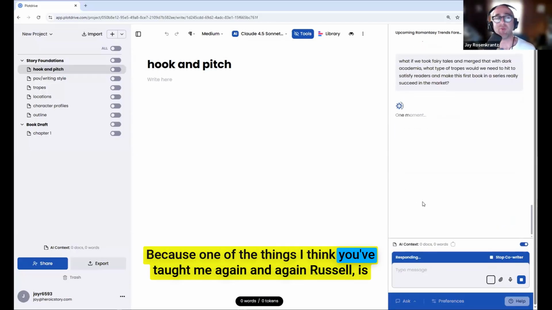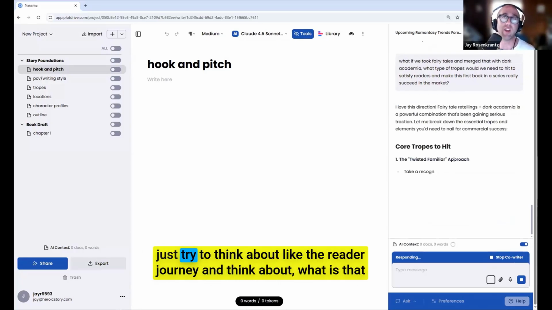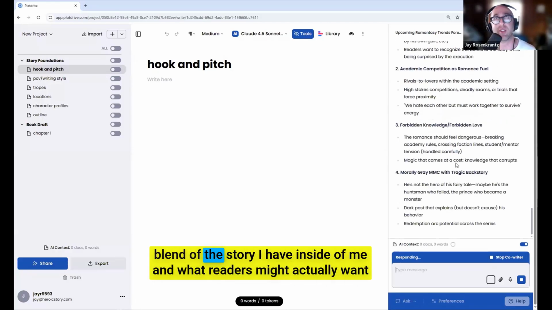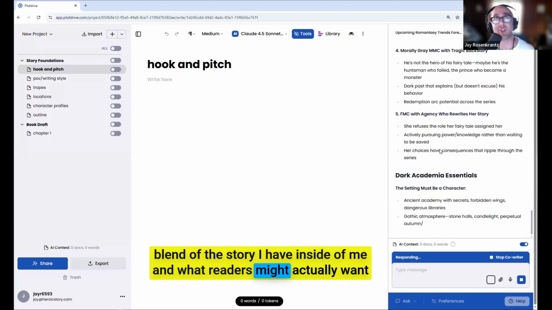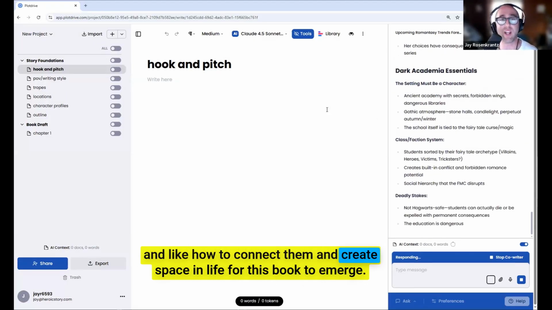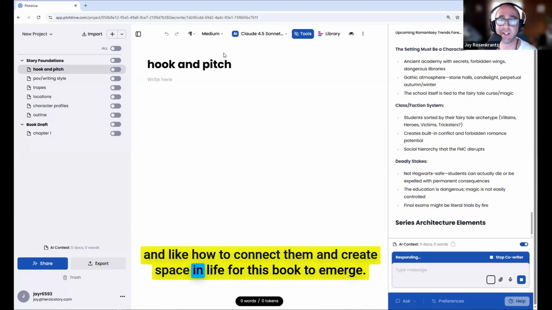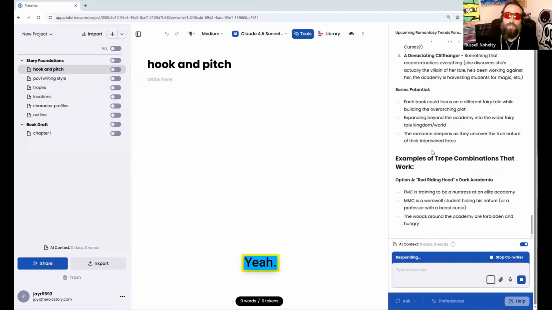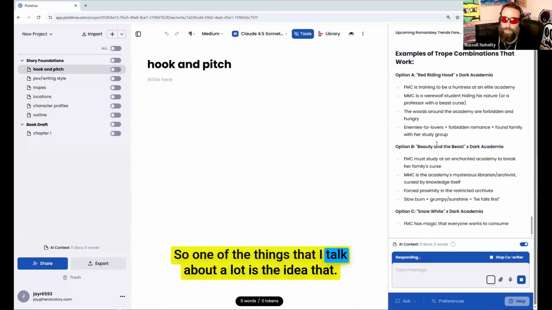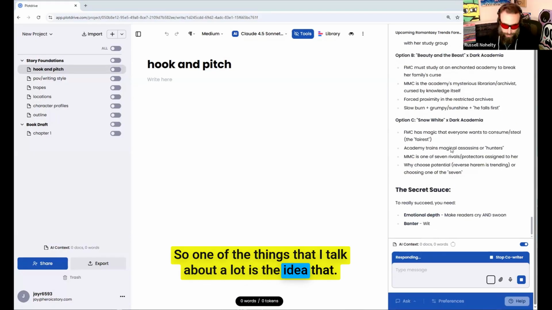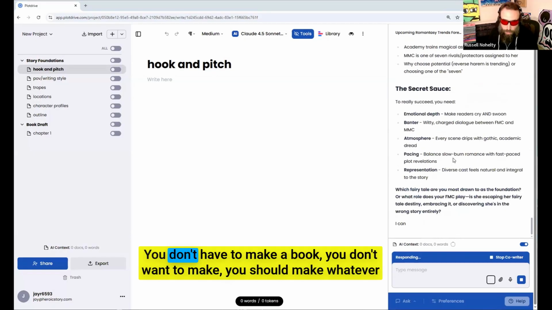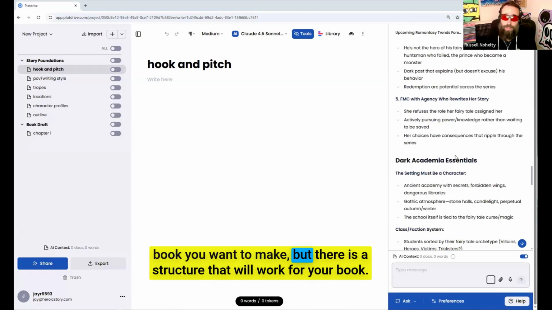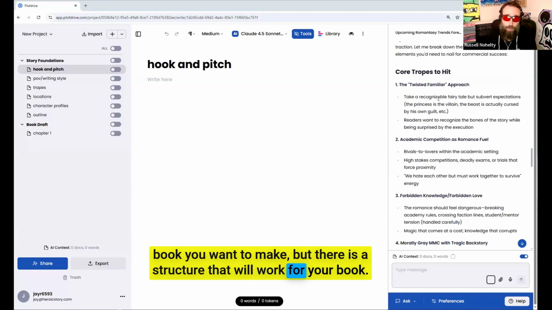Because one of the things I think you've taught me again and again, Russell, is to think about the reader journey, and what is that blend of the story I have inside of me and what readers might actually want, and how to connect them and create space in life for this book to emerge. So yeah, one of the things I talk about a lot is the idea that you don't have to make a book you don't want to make. You should make whatever book you want to make, but there is a structure that will work for your book.